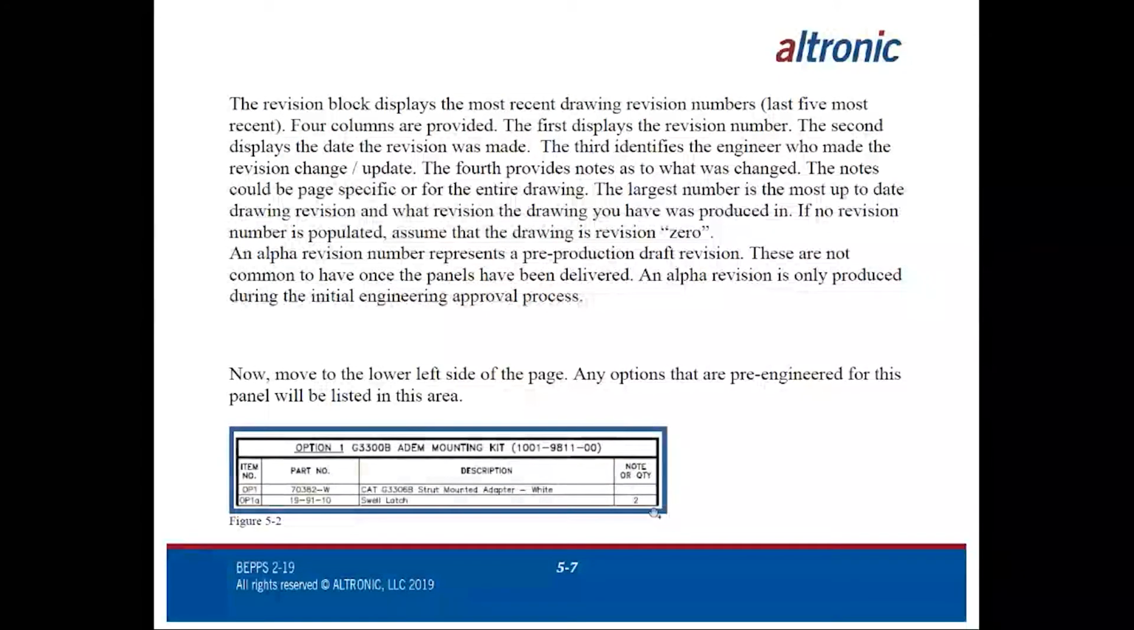This will also generally be on page 1, but there'll be an option block. Now, I have some panels out there that have 5 to 6 different options on them, but we'll generally give a description. In this case, this is a Caterpillar 3300B atom mounting kit for mounting that control system inside of a panel enclosure. And here are the part numbers that make up that kit.